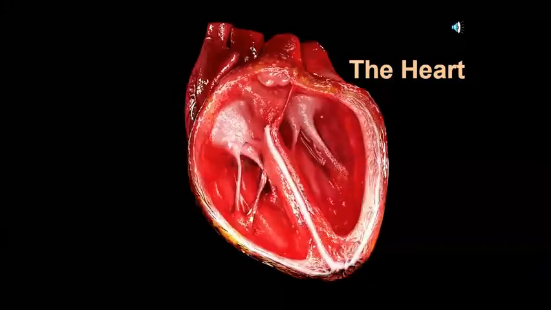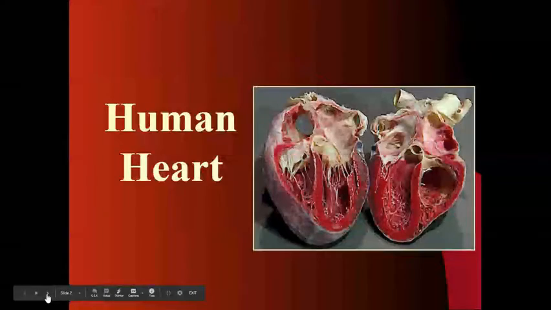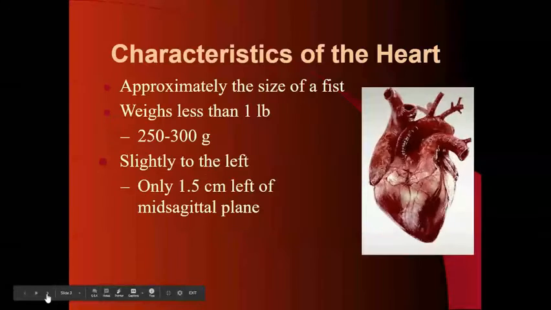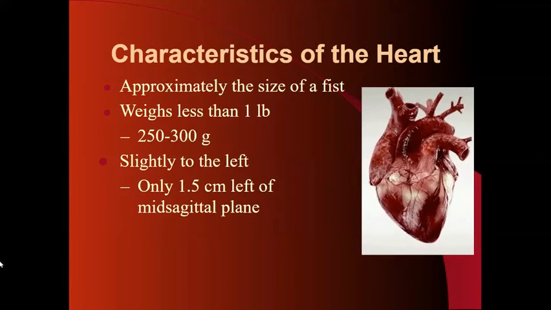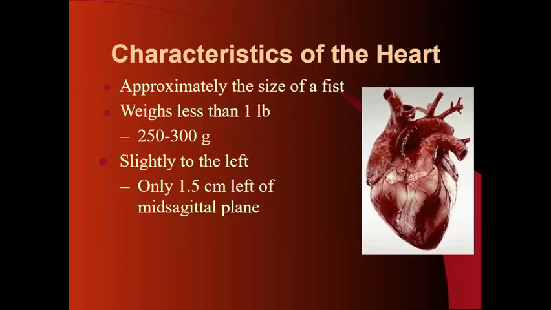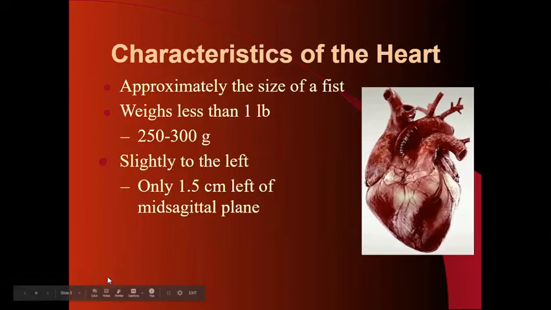This next section of notes is on the heart. So some general characteristics of the heart. The heart is approximately the size of a fist. It weighs less than 1 pound, which is approximately 250 to 300 grams. It is only slightly to the left of the midline. So it's only about 1.5 centimeters left of the mid-sagittal plane. So it is to the left, but just slightly.